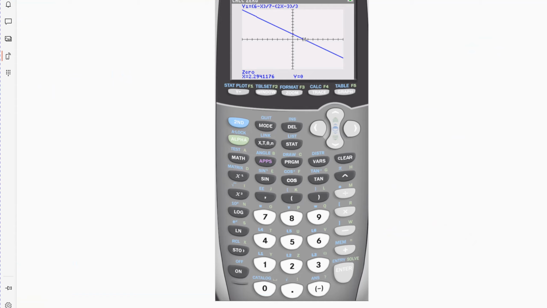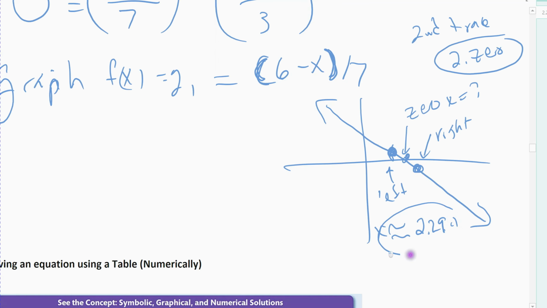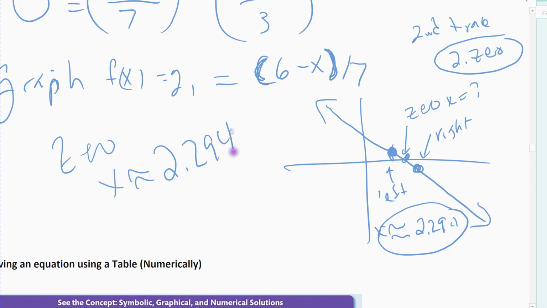Right there, it finally popped up. So second trace, zero, so 2. You want to go to the left, enter, the right, enter, guess, enter, and then it'll find it: 2.294. And so there's my solution. My zero is approximately 2.294.